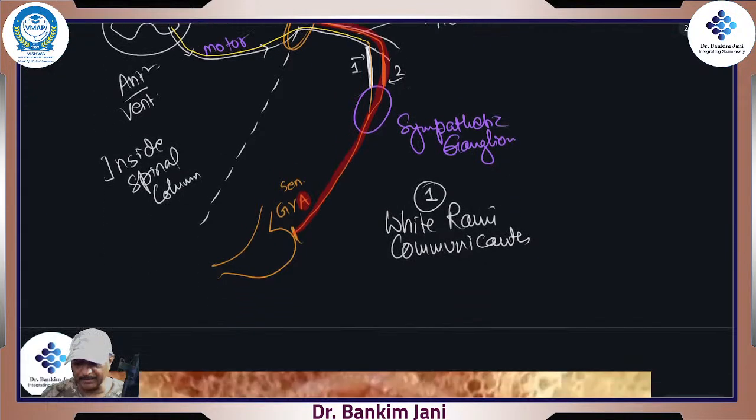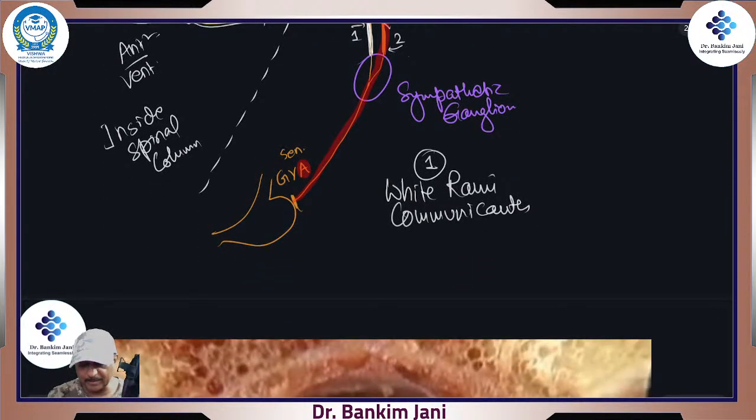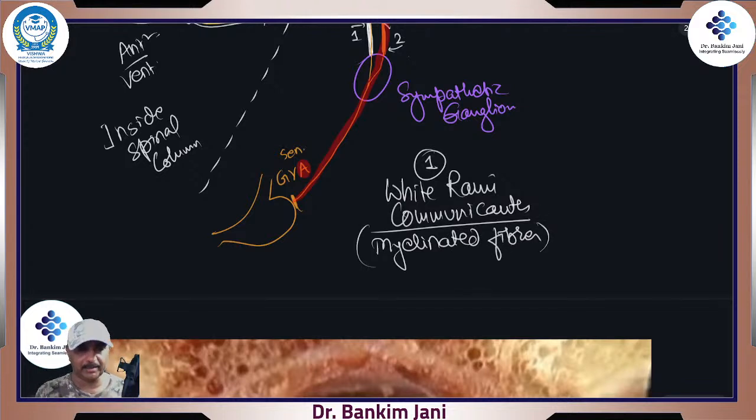So why white rami? The color white is because there are myelinated fibers. As such, it is always a combination. There are a few non-myelinated and more myelinated fibers, so that's why this is white, right? So white is because of one reason: myelinated fiber.